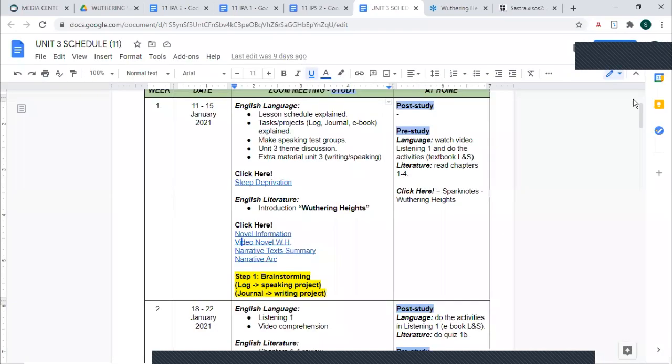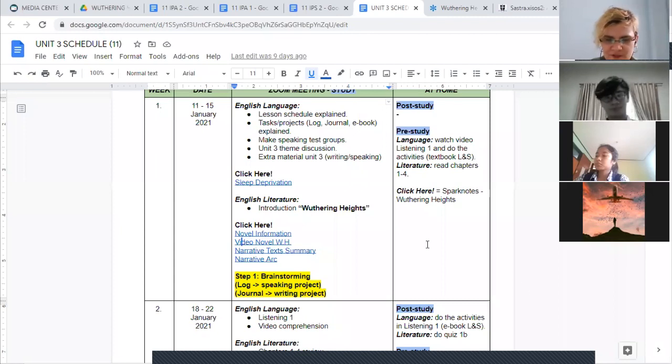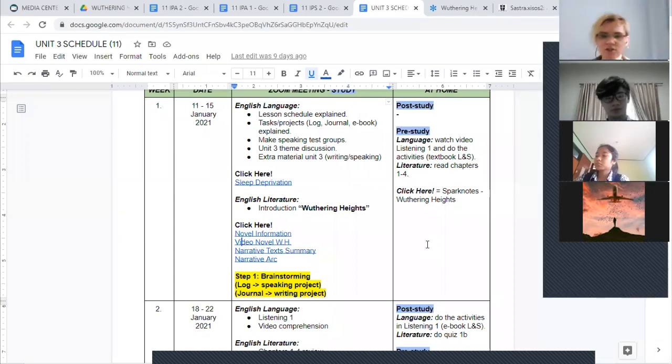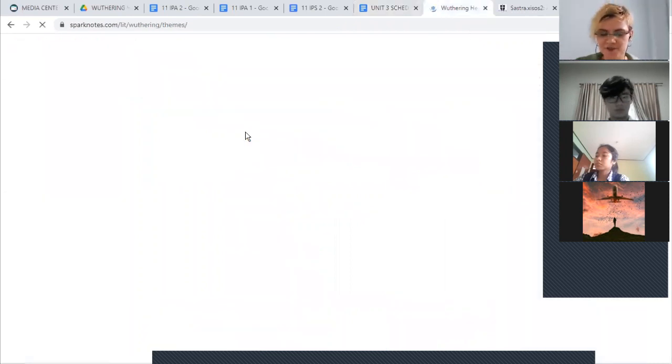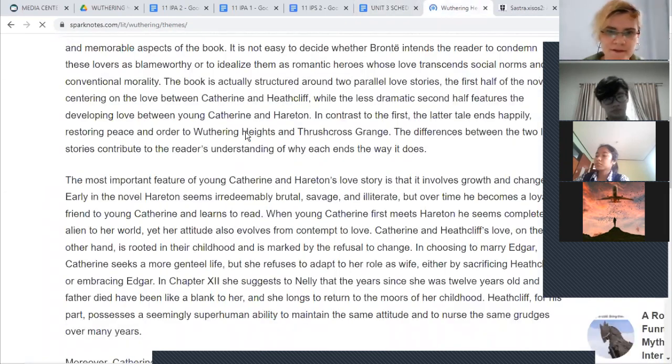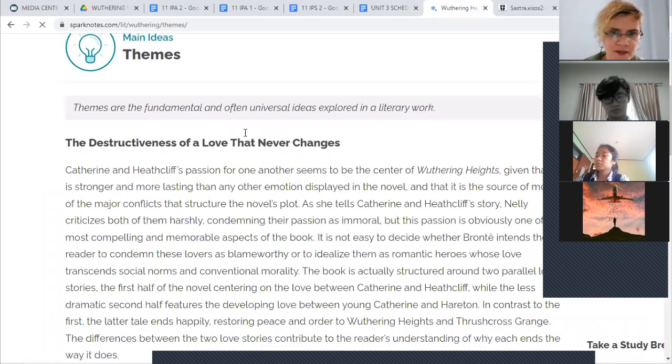Okay. So we already watched this one, so this is kind of the summary again of what happens in the story of Wuthering Heights. Now, we're going to take a look first at Spark Notes.